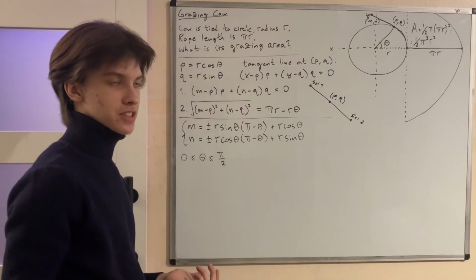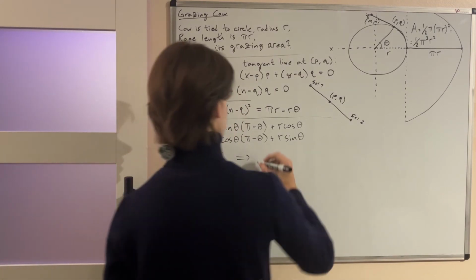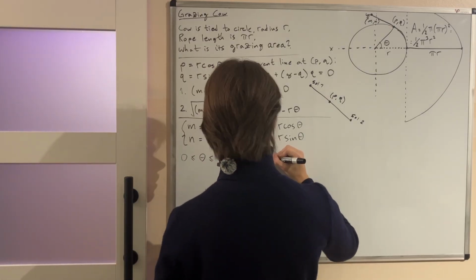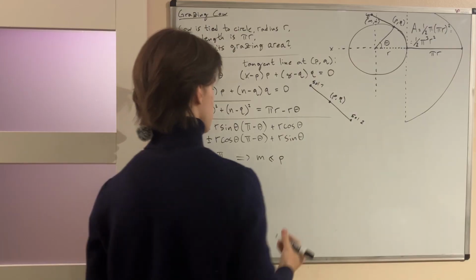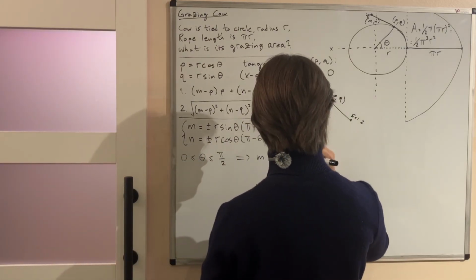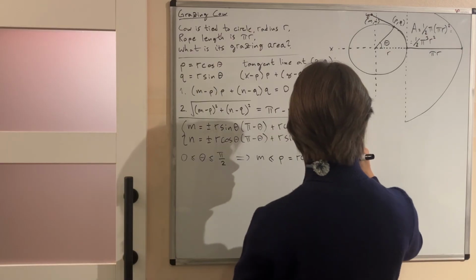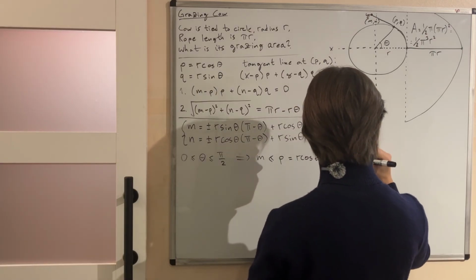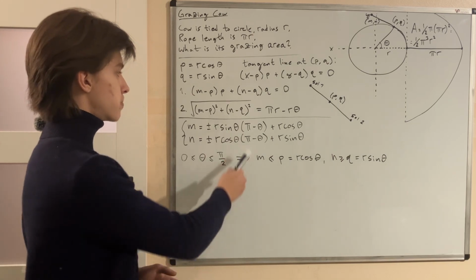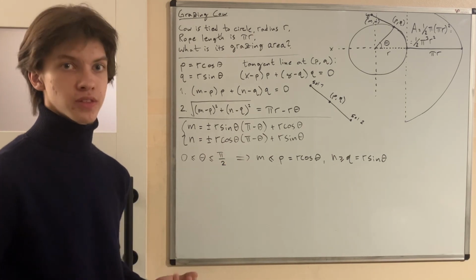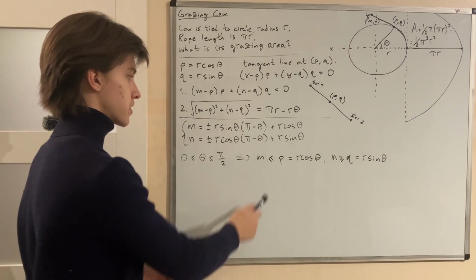So writing that out in our inequalities, we get that the x-coordinate m is less than or equal to the x-coordinate p of this point, and p is of course cosine of theta. And for n, we get that n has to be greater than or equal to q, which is sine of theta. Noting that pi minus theta is positive, we can very easily tell which one of our two options for m satisfies this criteria.